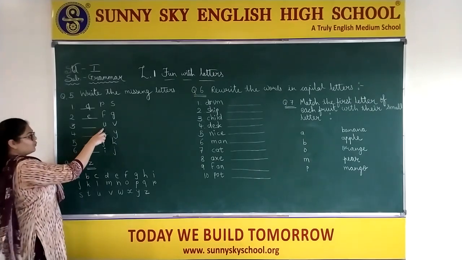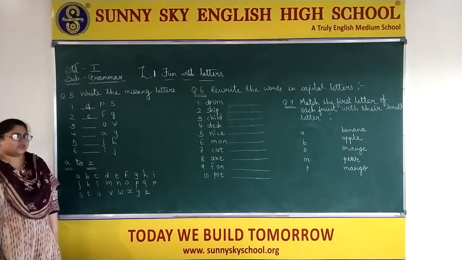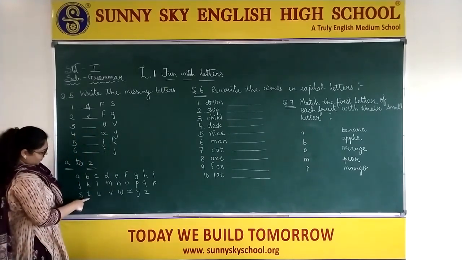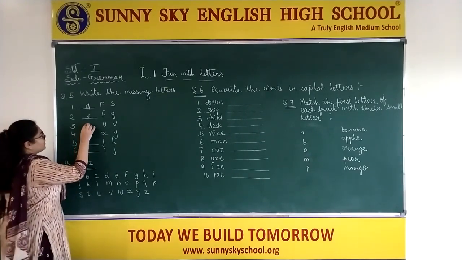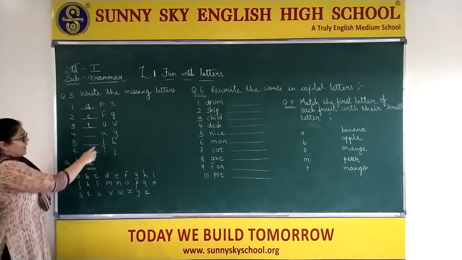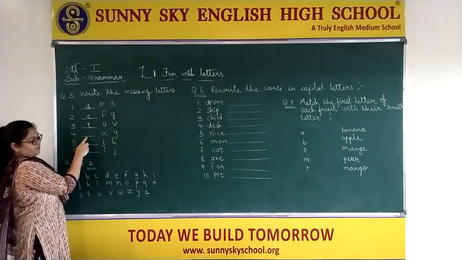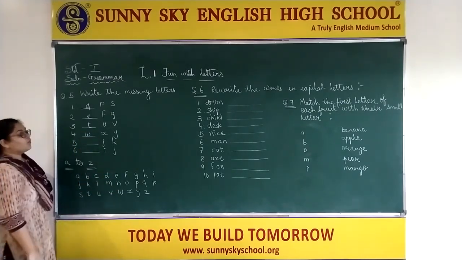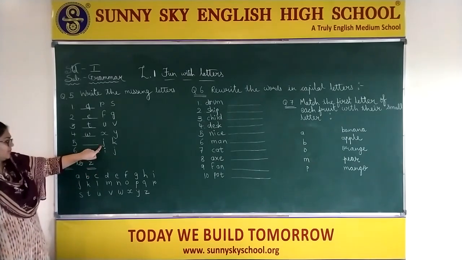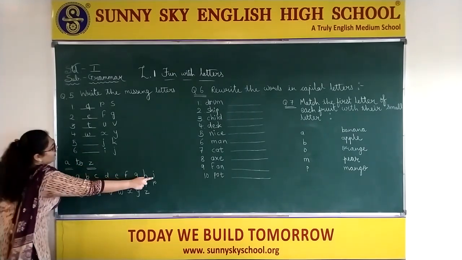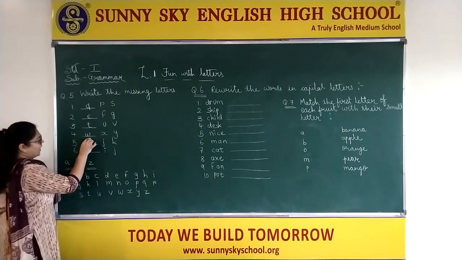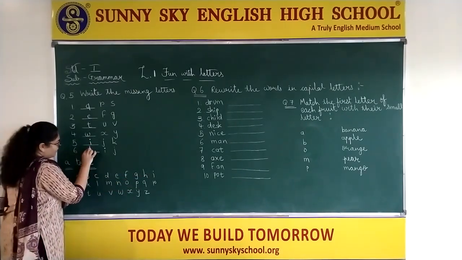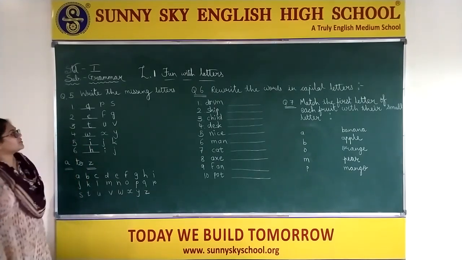Now, here U, V. Now, you all will guess what we will write. What will come before U? Yes, see here. Yes, T. We will write here T. X, Y. What will come before X? W. So we will write here W. What will come before J? See here I. So we will write here I. And what will come before I? This one is H. So we will write here H.